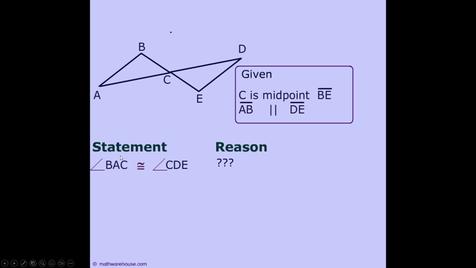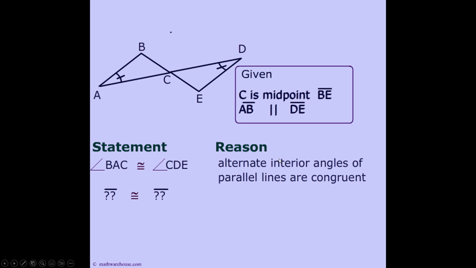So I'm going to start with angle A and angle D. Angle A here and angle D, BAC, CDE. And I'm going to state they're congruent, and the reason will have to do with the bottom given, because AB being parallel to DE means that we can use the alternate interior angles of parallel lines as congruent. So A is congruent to D via that.